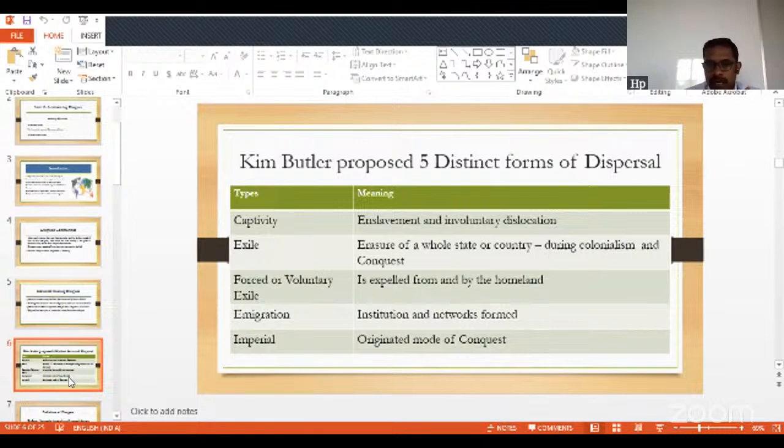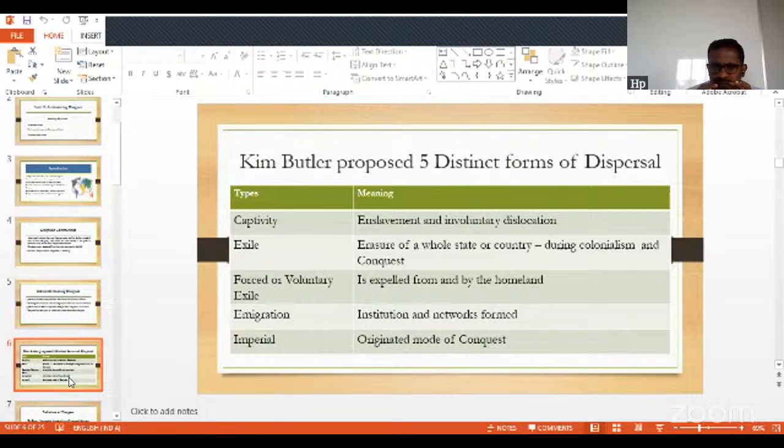And imperial is an originated mode of conquest. So people come, wage a war on that country, conquer it and take control of that country. The Mughal emperors are one example, and there are many other historical evidences in India of the imperial form. So these are the five distinct forms of dispersal, as characterized by Kim Butler.